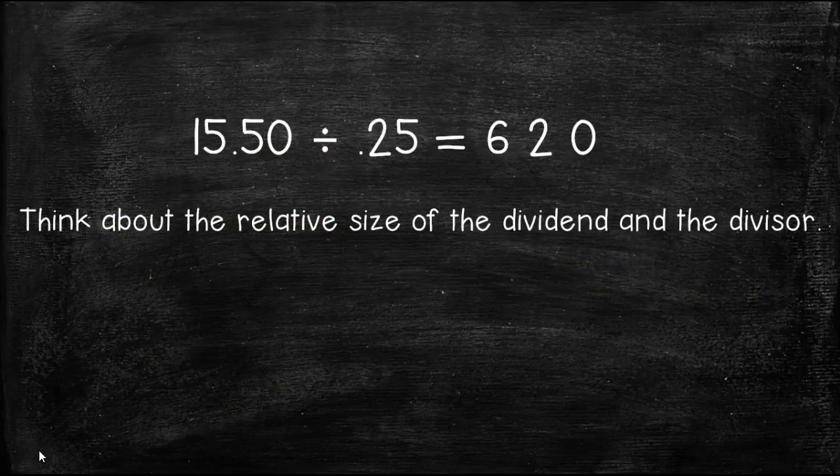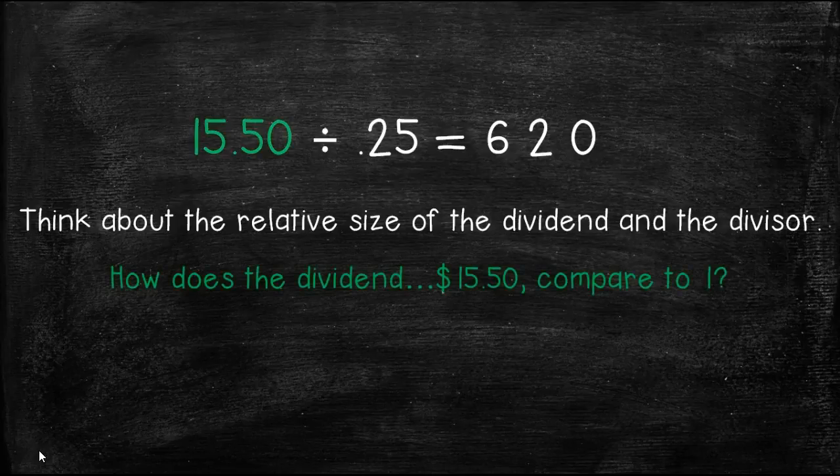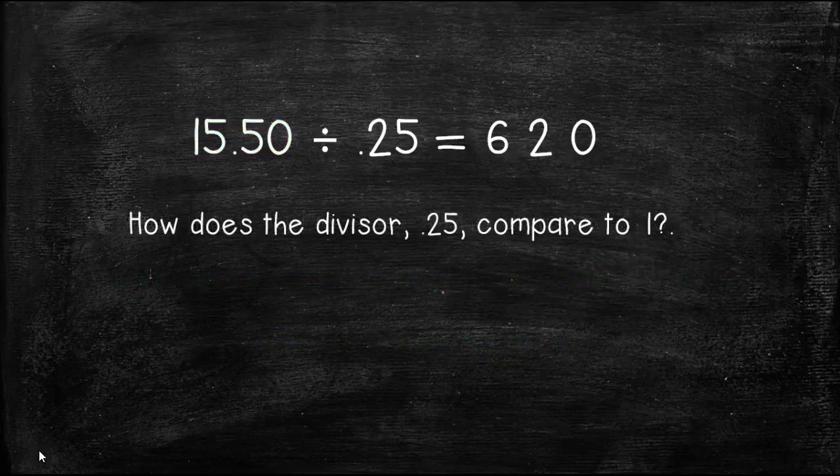So here we have our problem again, and I want you to think about the relative size of the dividend and the divisor. I've already given you the numbers in the quotient because I just want you to figure out where the decimal point goes. So how does the dividend, $15.50, compare to 1? Well, $15.50 is greater than 1. So how does the divisor, 25 hundredths, compare to 1? 25 hundredths is less than 1.